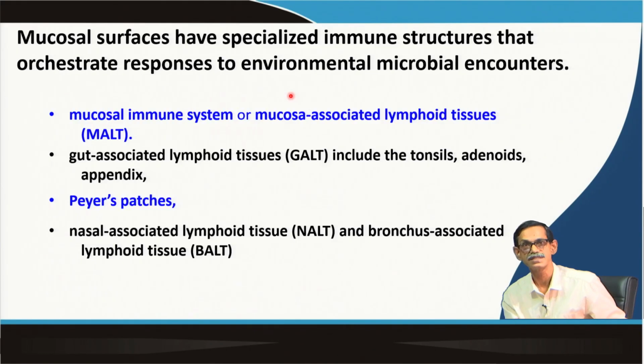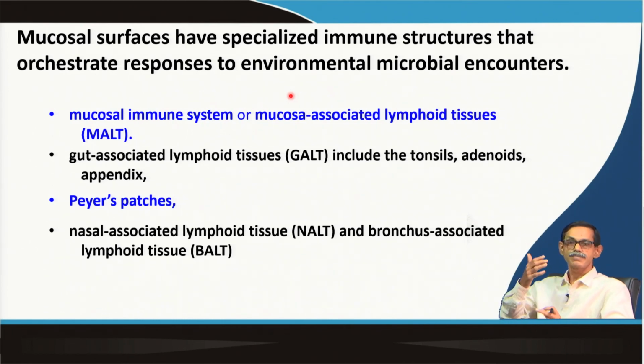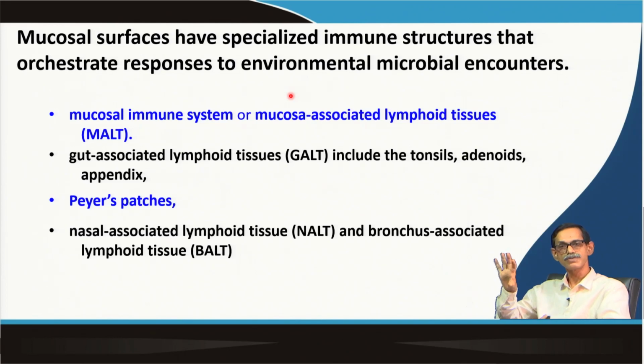So, besides this, in case of the mucosal region where there is no lymph node or there is no direct connection of blood, we also have several systems or mechanisms to handle the infection in those cases. Like mucosal surfaces have specialized immune structures which take care of the infection of that region. What we have is the mucosal immune system or mucosa associated lymphoid tissue.